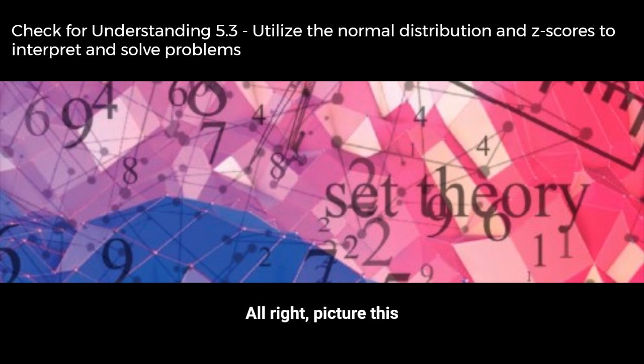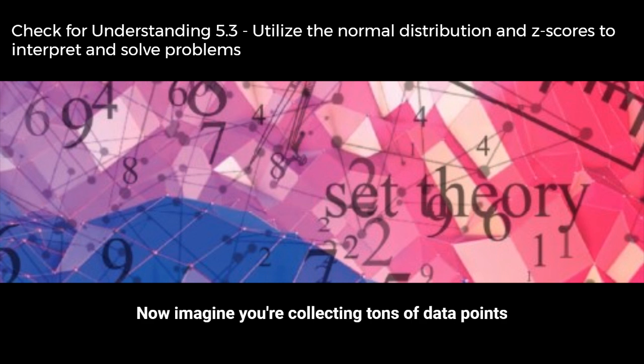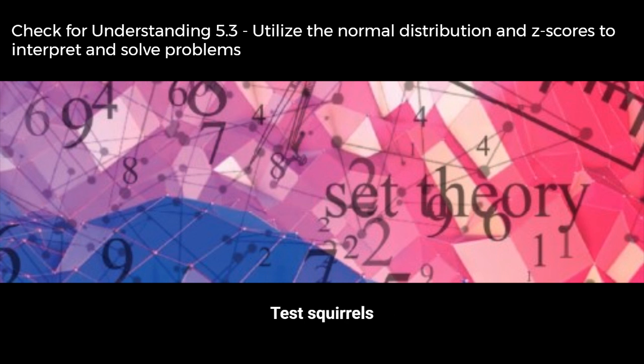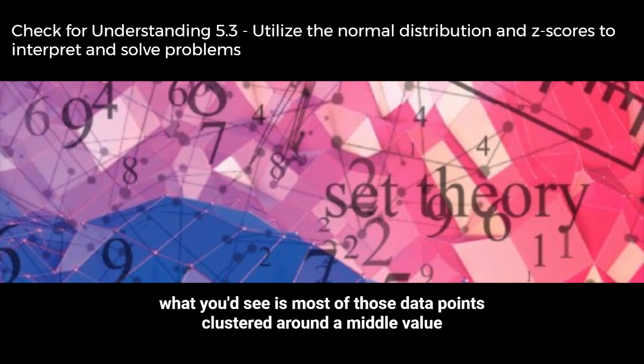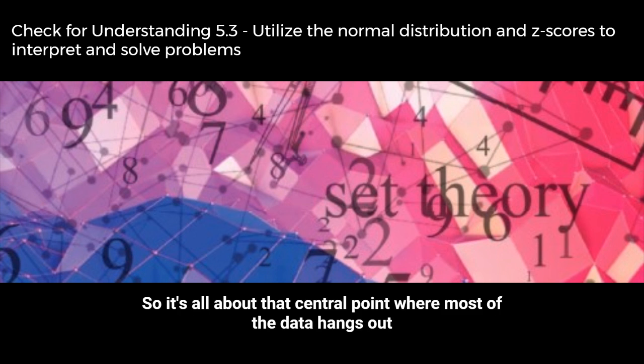All right, picture this. A nice, smooth hill, perfectly symmetrical, that classic bell curve shape. Now, imagine you're collecting tons of data points. Could be anything, right? Test scores, heights, whatever. If that data follows a normal distribution, what you'd see is most of those data points clustered around a middle value. That's the peak of our hill. Gotcha. So it's all about that central point where most of the data hangs out.